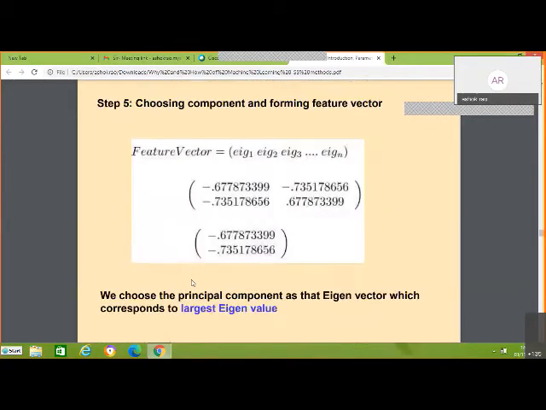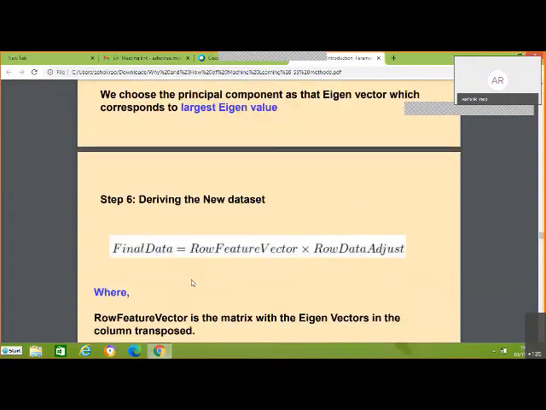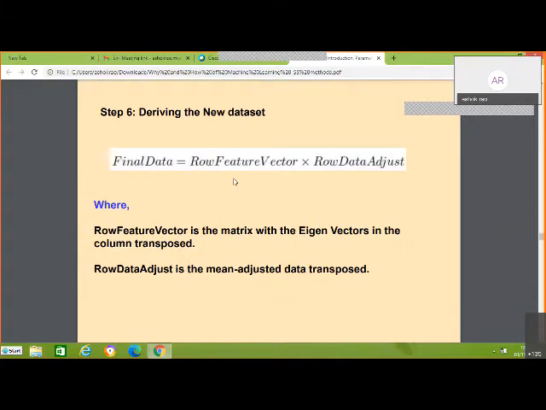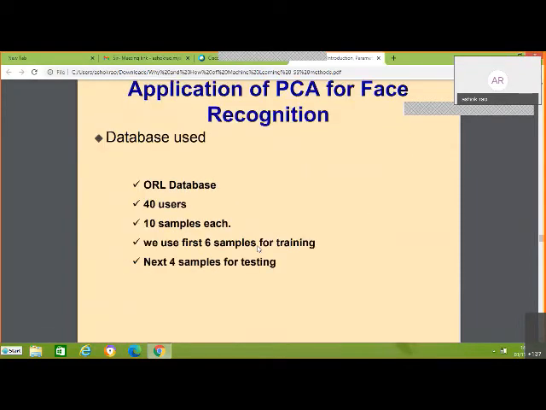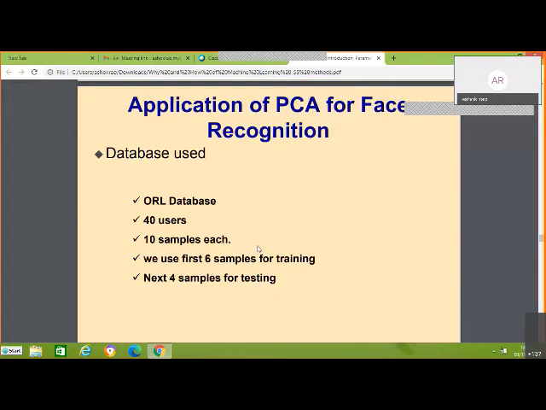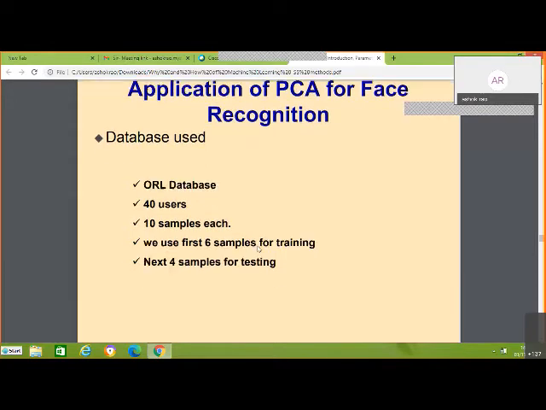Okay. So I do that, I project the data onto that. So the final data is the row feature vector times the row adjusted data. I work that out. I get half of this. We'll see how it works. This is the idea of doing subspace methods for data. This is phase data.